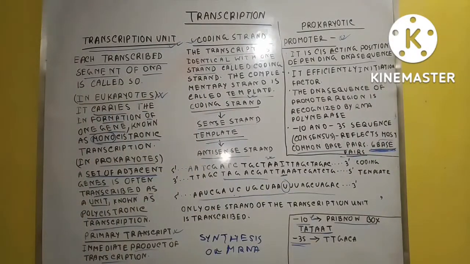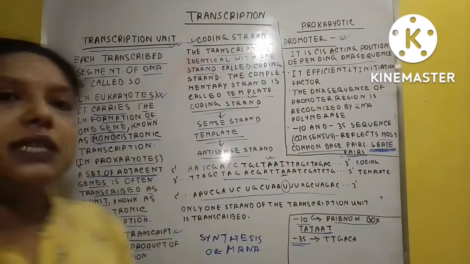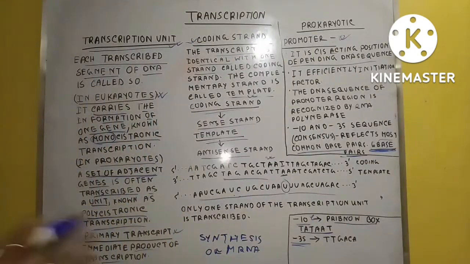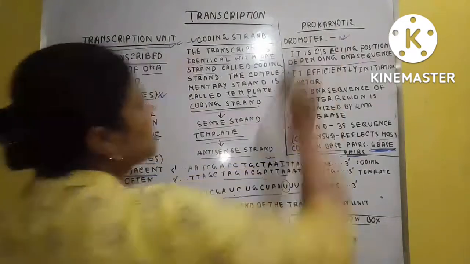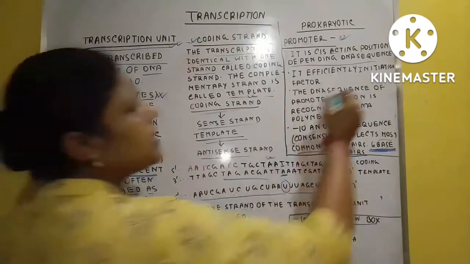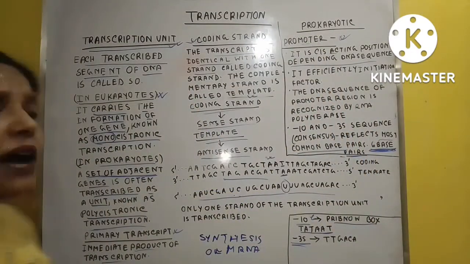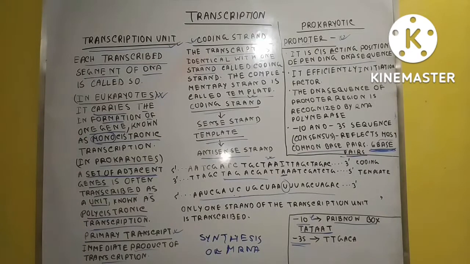It is a cis-acting, position-dependent DNA sequence, cis-acting, not trans. A DNA sequence can have 2 kinds of positions: one is the cis-acting position, and another is the trans-acting position. So the promoter remains in the cis-acting position of the DNA sequence. This promoter is very important, because without the promoter, the initiation of transcription is not possible. This is the second point.